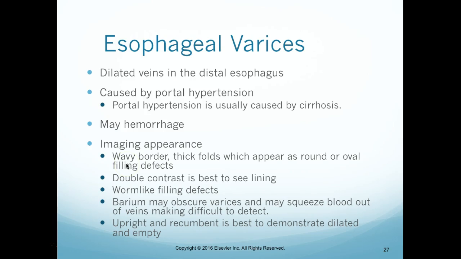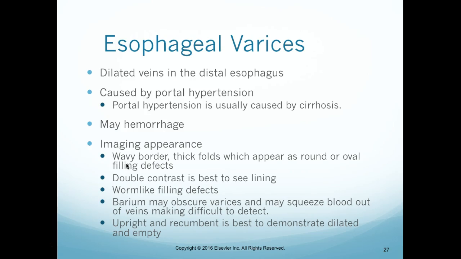Varices. All right, esophageal varices. So it's dilated veins in the distal esophagus. It's caused by portal hypertension and is usually from cirrhosis of the liver. They may rupture and bleed. The imaging appearance is a wavy border, thick folds, which appear as round or oval filling defects. We usually give double contrast as we can see the lining the best.